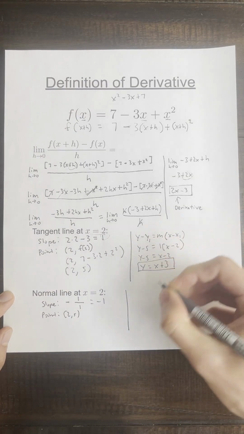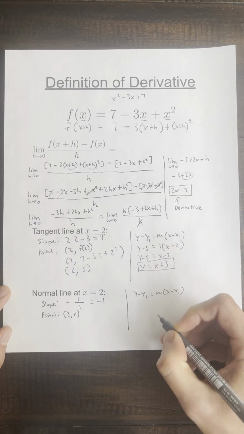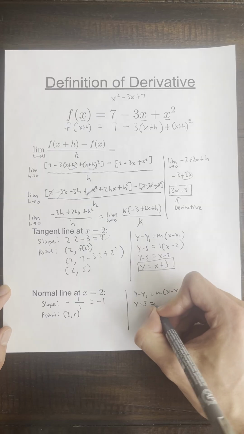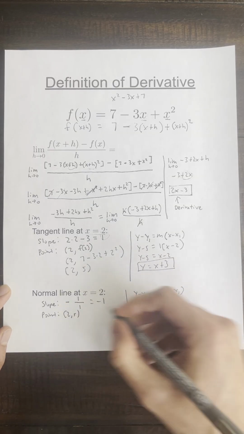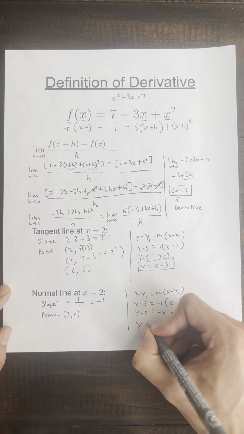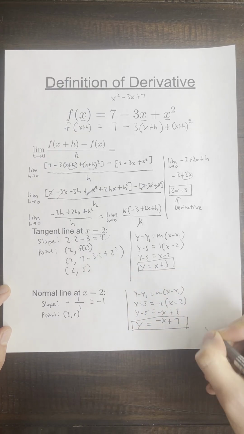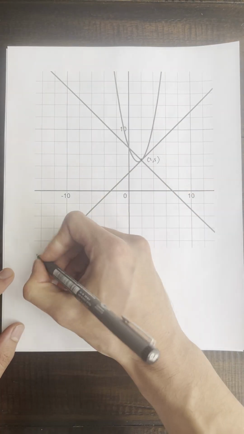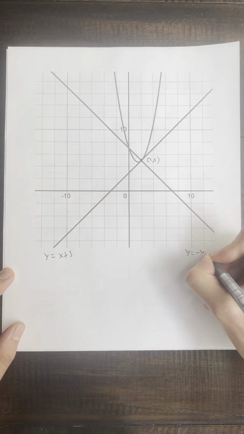So now we're ready to find its equation. It's the same process as earlier. So y minus y1 is equal to, this time slope is negative 1, so be careful, x minus 2. This is your answer. So I'll label the lines real quick. y equals x plus 3, y equals negative x plus 7.